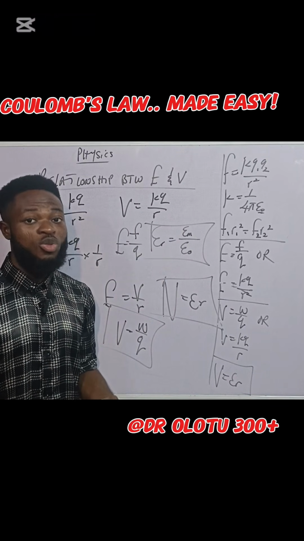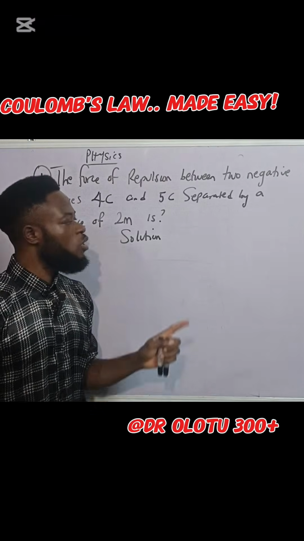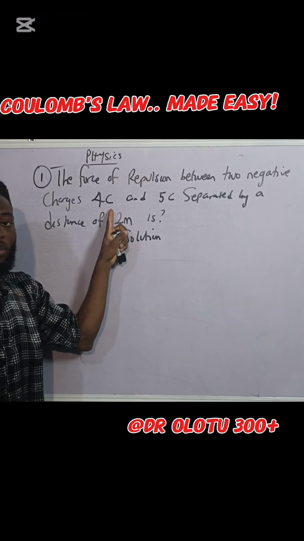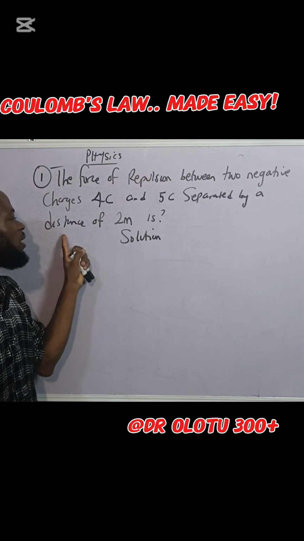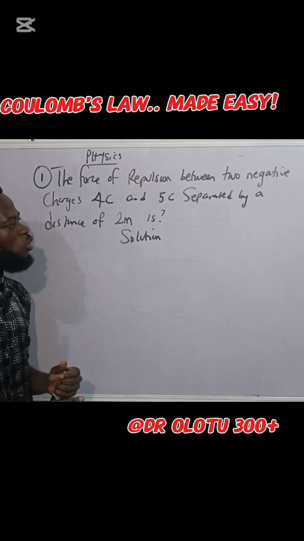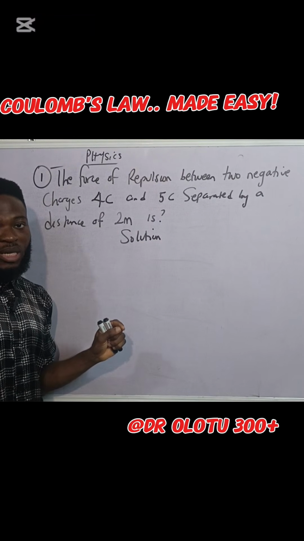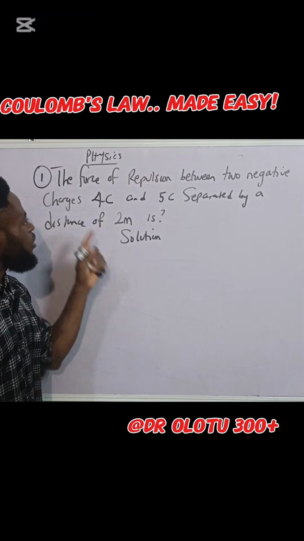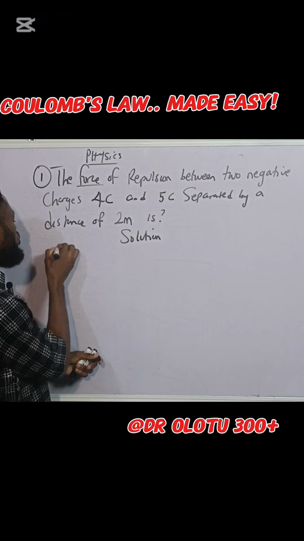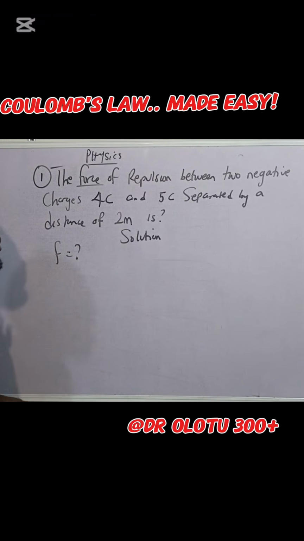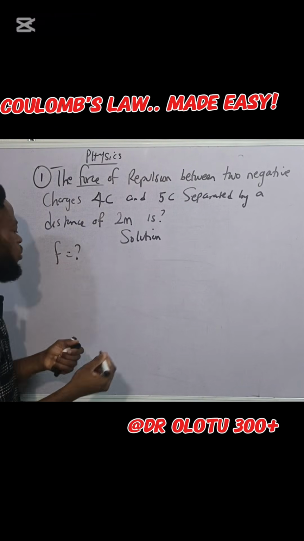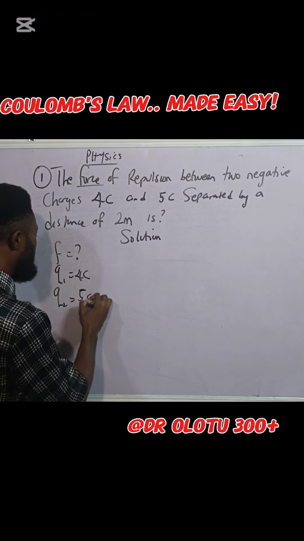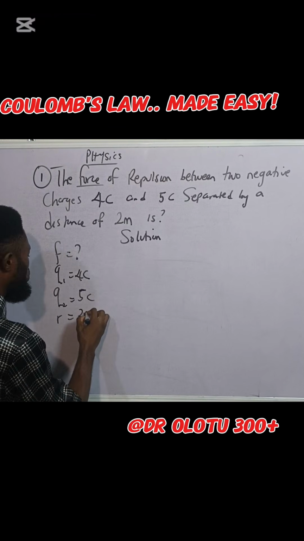Now we're going to solve questions based on what we've said to see how much of these things you really know. This is the first question. The force of repulsion between two negative charges, 4 Coulomb and 5 Coulomb, separated by a distance of 2 meters is. If you observe, they did not give you the value of the constant. They didn't tell you k is equal to 9 times 10 to the power 9, but you should know that k is always equal to that. They asked for the force, that means you need to look for F. They gave you charges, 4 Coulomb and 5 Coulomb. That means Q1 we can assume is 4 Coulomb and Q2 is 5 Coulomb, while the distance between them is 2 meters.